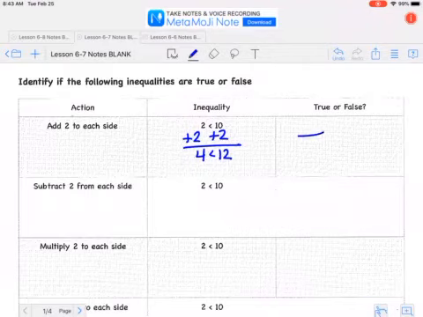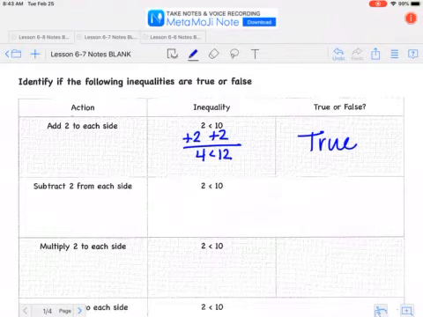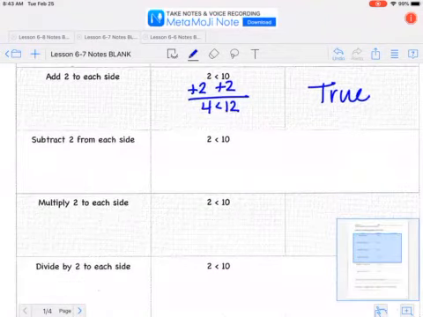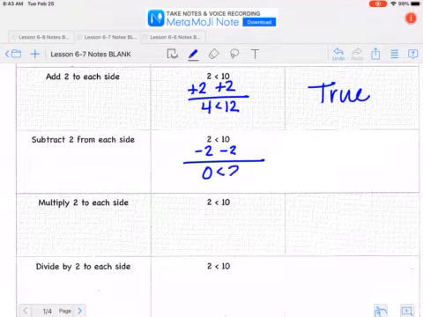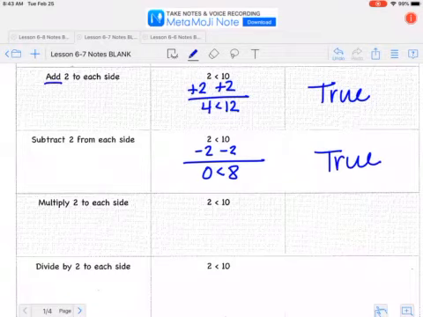Is this true or false? This is true. 4 is less than 12. Okay, the next action is to subtract 2 from each side. So minus 2 from both sides. So I get 0 is less than 8. Is 0 less than 8? True. Okay, so as you know, notice that was adding and subtracting.